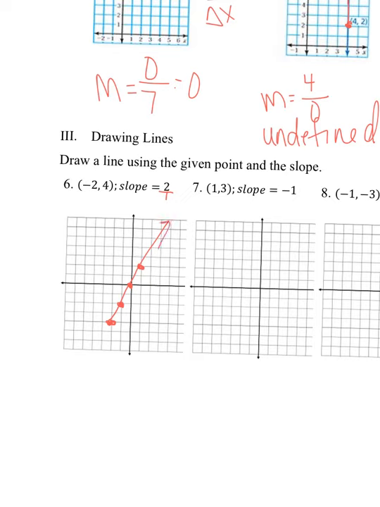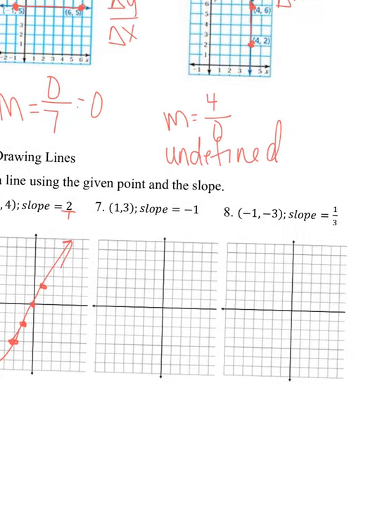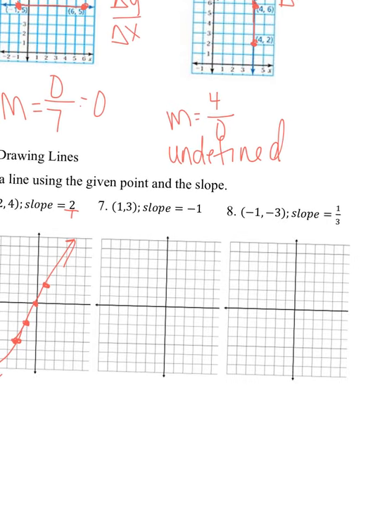So play connect the dots. There is a supposedly straight line for the slope of a line that goes through negative 2, 4 that has a slope of 2. If you want to pause the video and try number 7 and 8, you may.